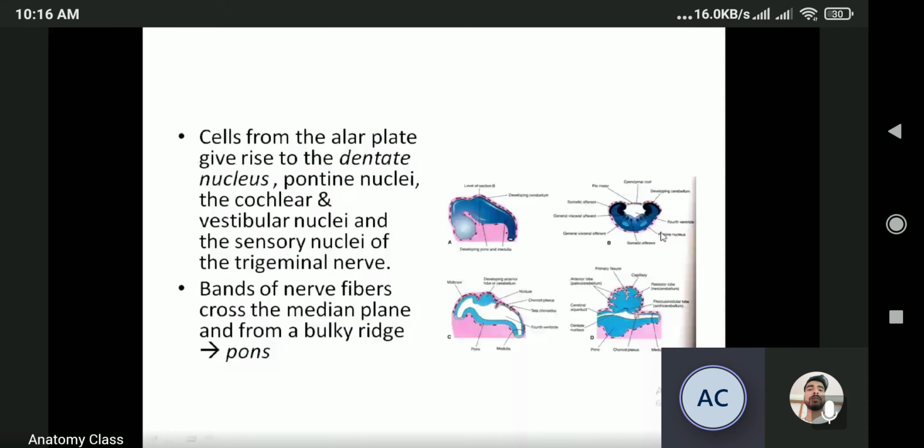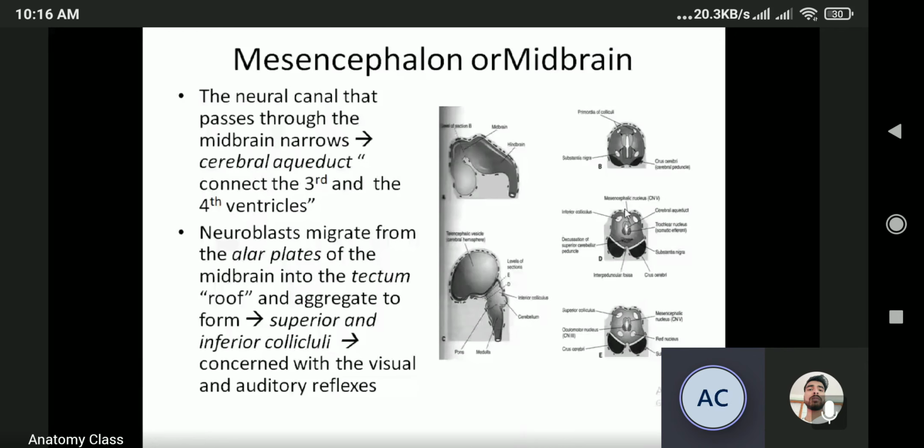Now, midbrain, mesencephalon. The neural canal that passes through the midbrain narrows to form the cerebral aqueduct. So this is the cerebral aqueduct. Can you see here? This is the cerebral aqueduct. It connects the third and fourth ventricles. It narrows in the midbrain and connects the third and fourth ventricles.